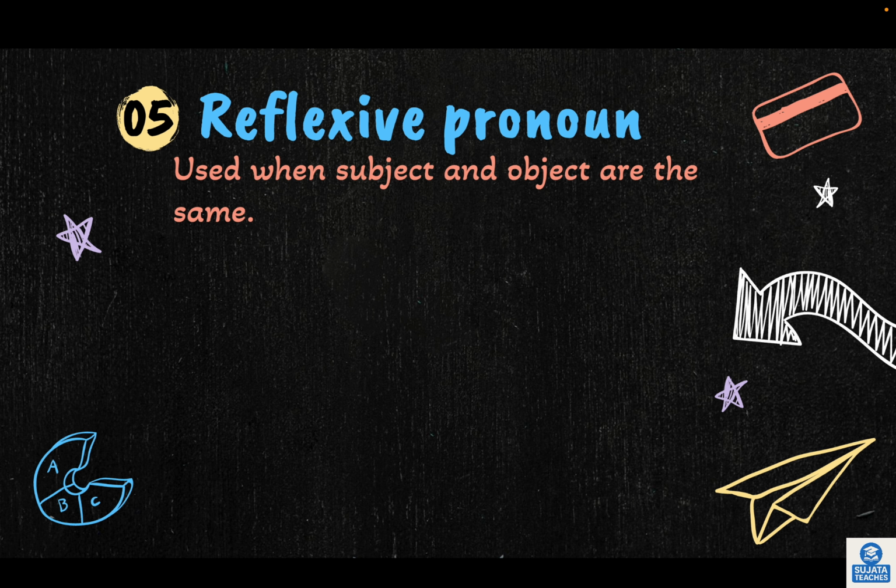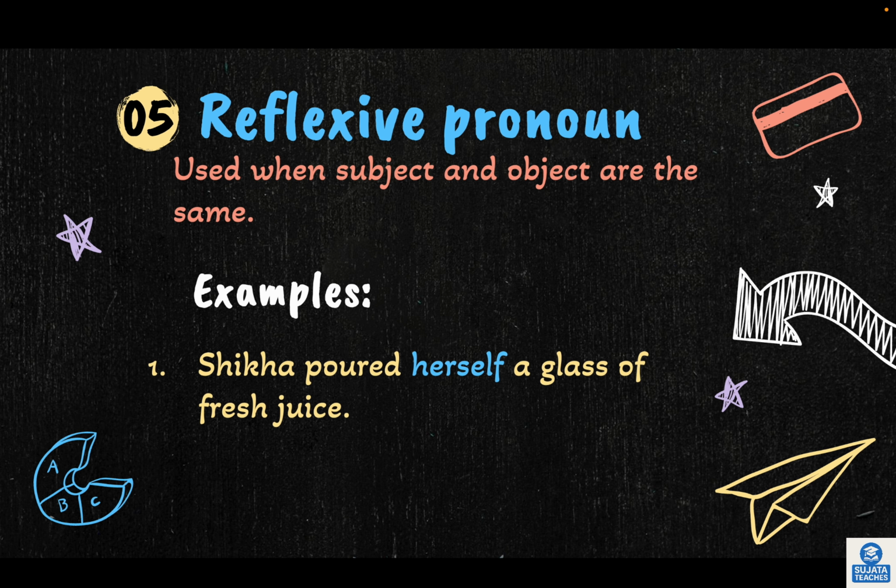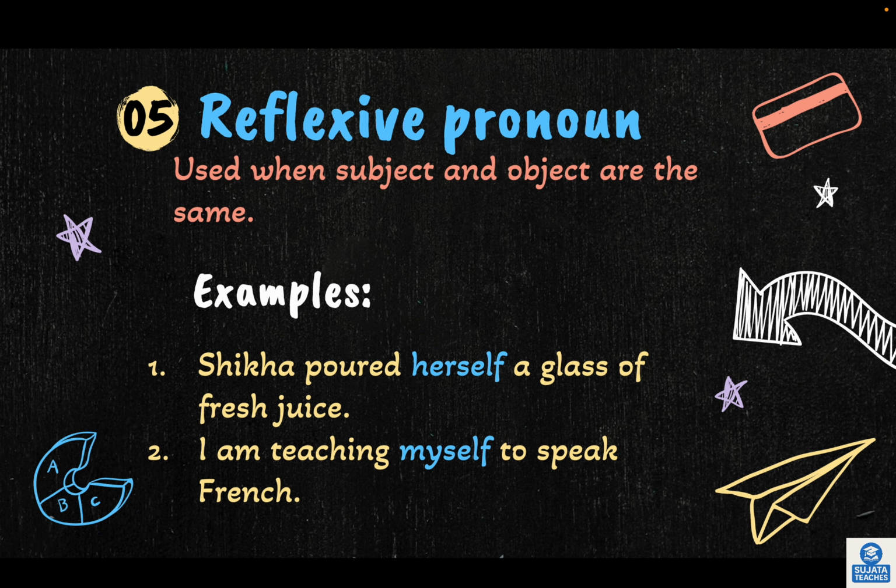Reflexive pronoun is used when subject and object are the same. For example, Shikha poured herself a glass of fresh juice. Here the word Shikha is the subject and herself becomes an object which refers to the subject itself. So here herself is a reflexive pronoun. I am teaching myself to speak French. So myself here is a reflexive pronoun.